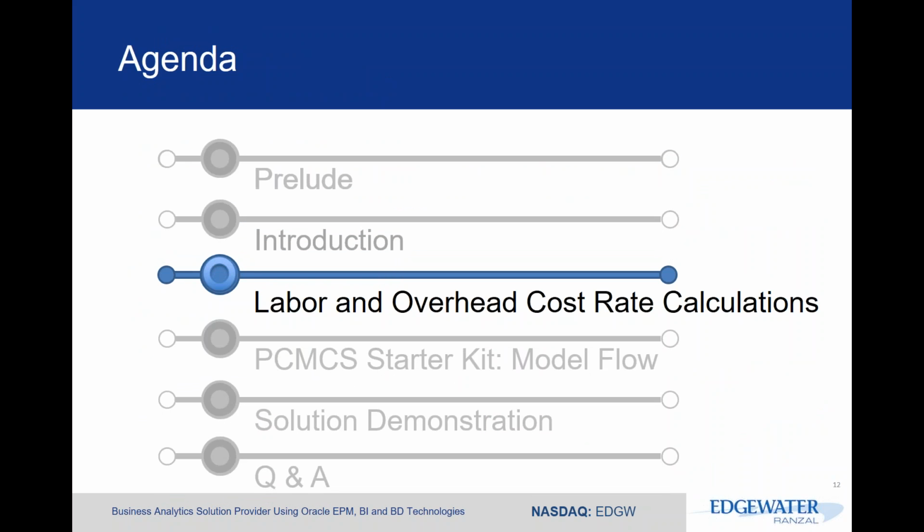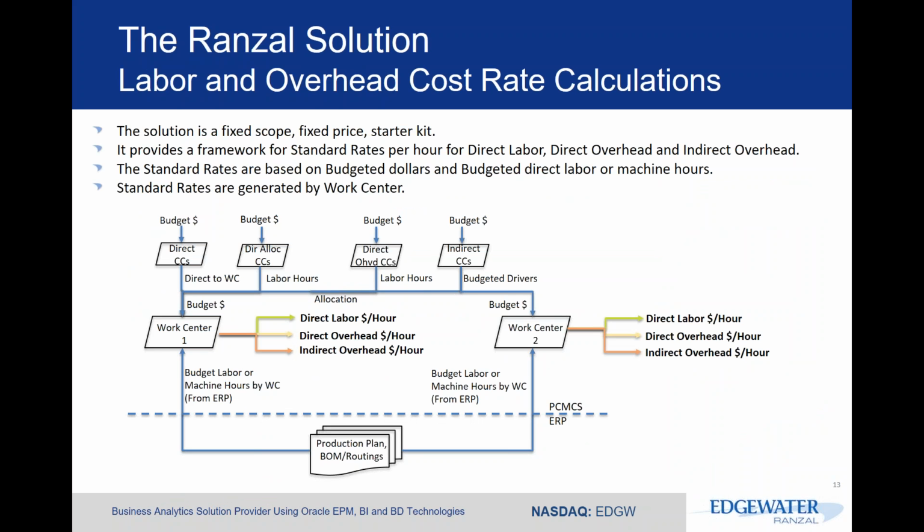So let's talk a little bit about what comprises this calculation. In our fixed price, fixed scope starter kit, we provide a general modeling framework producing these three outputs: direct labor dollars per hour, direct overhead dollars per hour, and indirect dollars per hour. And these rates, the hours, could be machine hours or they could be labor hours. And we use the work center concept where we allocate costs to work centers and generate the rates by work center.